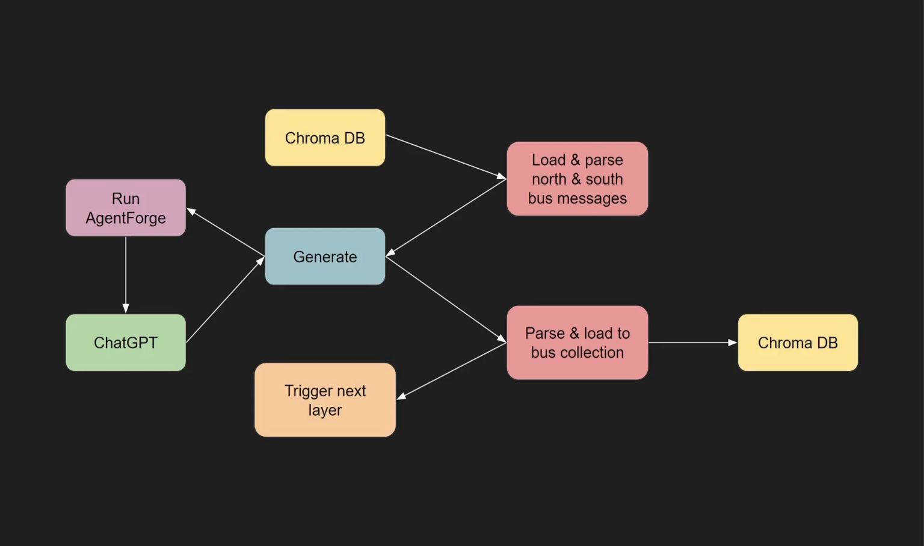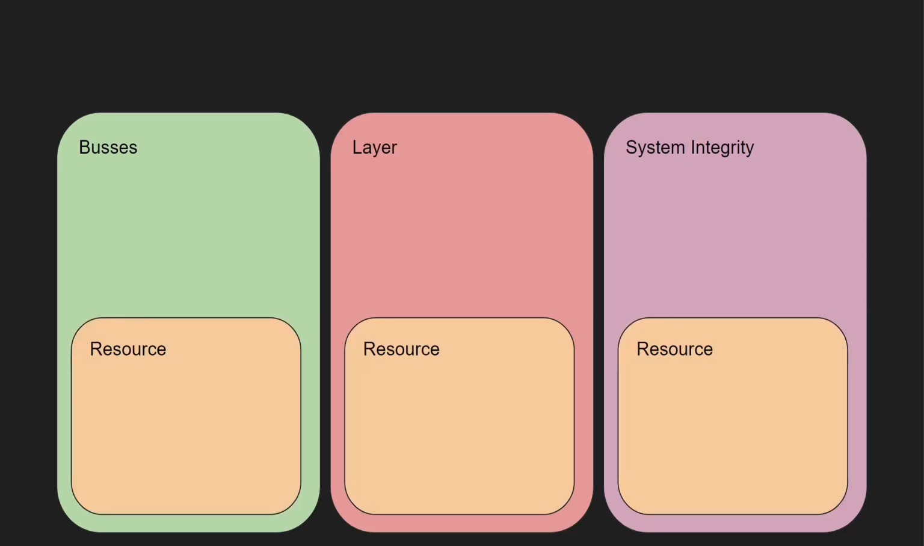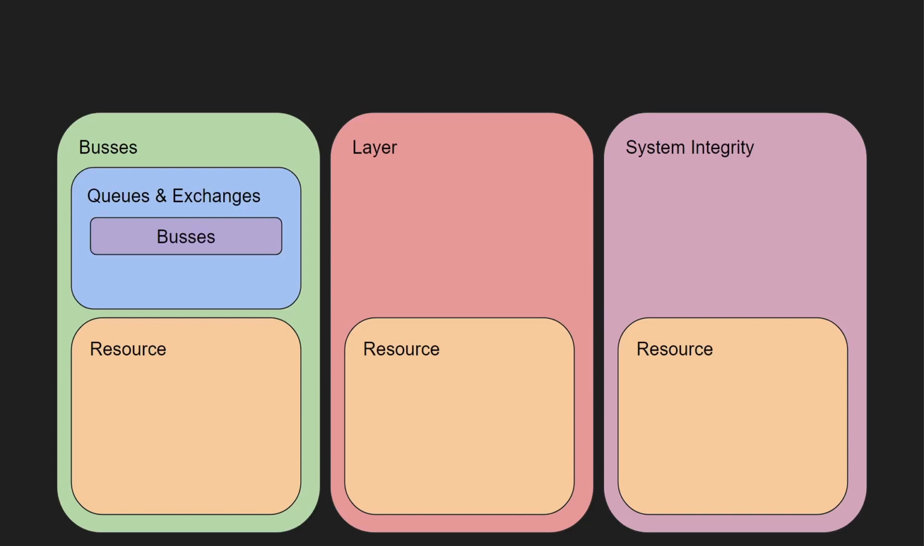Moving on, the next project is the Hello Layers project. The setup of this project revolves around the buses, the layer, the system integrity, and the resource module. The resource module is the base class that the other modules inherit from. Inside the buses module, it establishes all of the queues and exchanges for the buses between each layer and the system integrity queue for each layer.